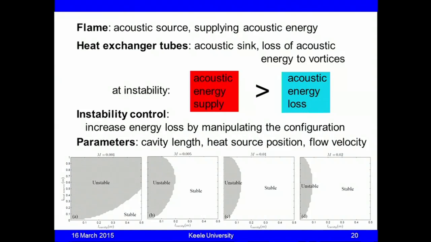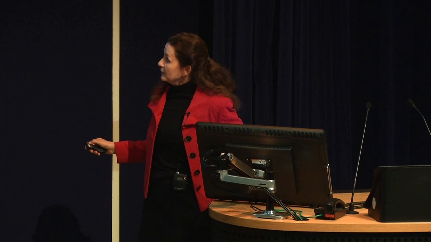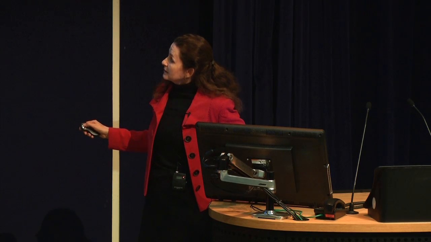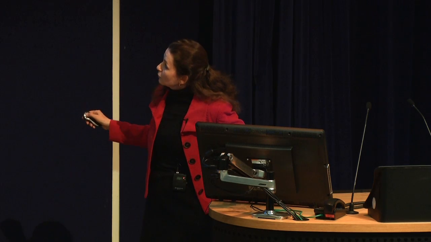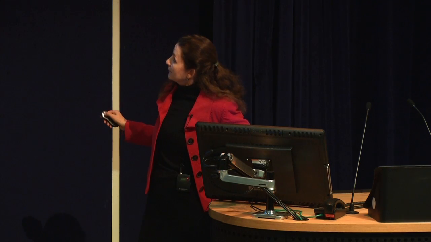This is for a very low Mach number flow. And as you can see, the region of instability is quite large, and it's not easy to find the right values for cavity length and flame position to get stability. But as we increase the Mach number here from 0.001 to 0.005, the unstable region becomes smaller, the stable region becomes larger, and that trend continues as the Mach number is increased even further.